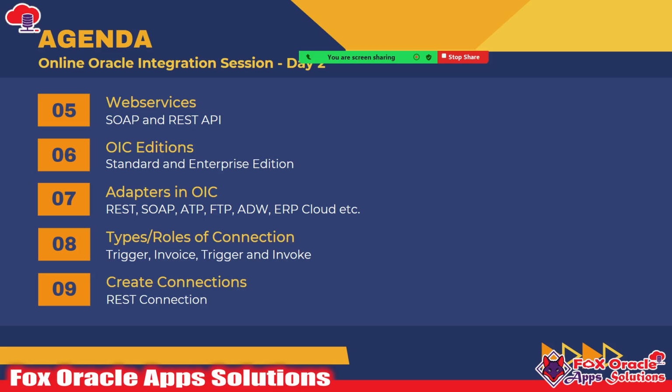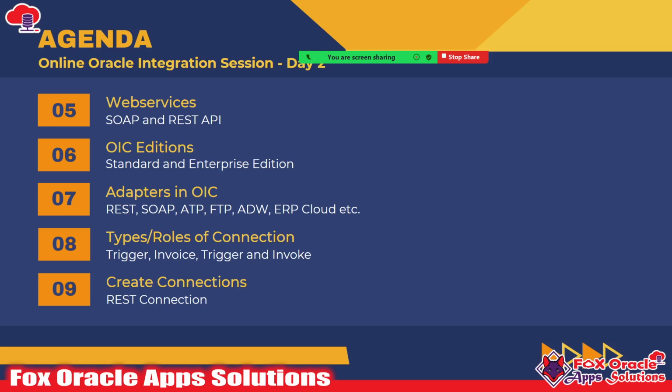In the previous session, we just got to know the basics of adapters, why we use adapters, and what kinds of adapters there are. In this video, we will go a bit deeper and see where we will use adapters. Next we will move to the roles of connection. Whenever we create connections, we have three options to select the role. The role of a connection can be considered the type of connection: trigger, invoke, and trigger and invoke. Why we use all three, and how to identify which role to choose for a connection, everything we will learn here.